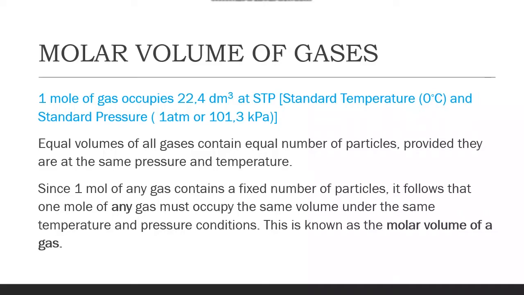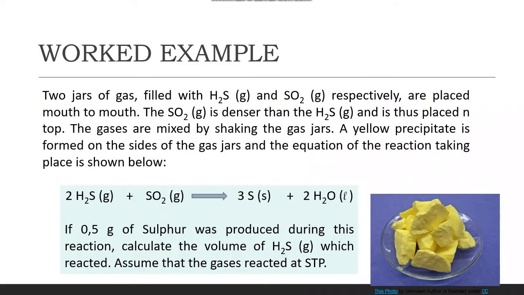So equal volumes of all gases contain an equal number of particles, provided they're at the same pressure and temperature. And 1 mole of gas contains that fixed number of particles, and it occupies the same volume. And that volume is 22,4 decimeters cubed. This is known as the molar volume of gases, and we use that in all our calculations. Looking at a worked example of molar gas calculations.